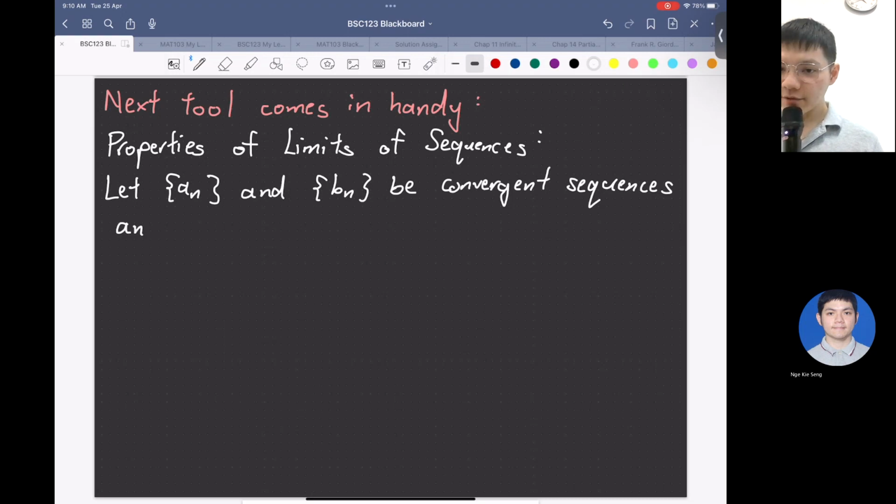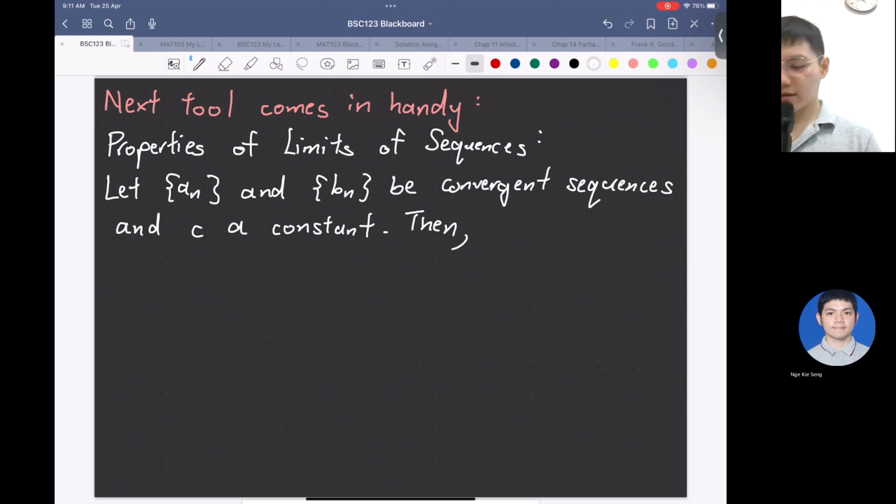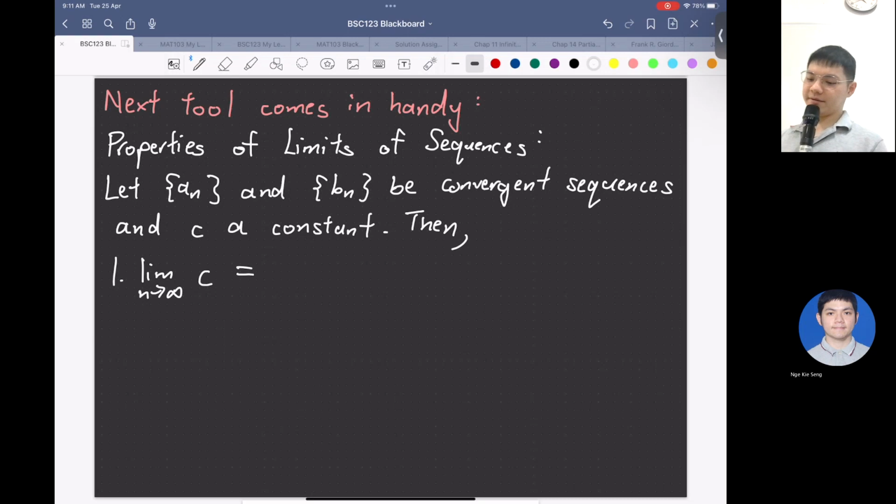Let's say we fix one constant first. Later we will use it. So fix one constant, and then we start with two convergent sequences. One obvious thing is, what's the limit of a constant number? It's just C itself, because we can make it arbitrarily close to C for n large. For n large, it is still C. C minus C is 0.